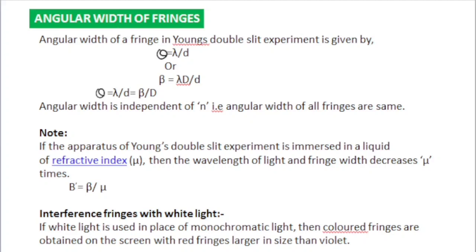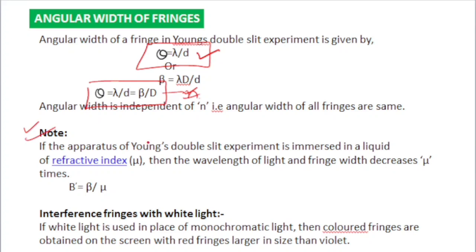After this, the angular width of the fringes. What is this angular width? The angular width of the fringes in double slit is given by theta equal to lambda by small d. You must remember this formula. And you know beta is lambda capital D by small d, so this lambda by small d is theta. So from here you get theta equal to beta by capital D. This is the formula for the angular width of the fringes. You must remember this formula also, and it is independent of n. Here there is no n, so the angular fringe width is the same throughout, right?